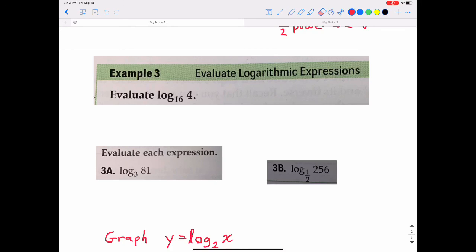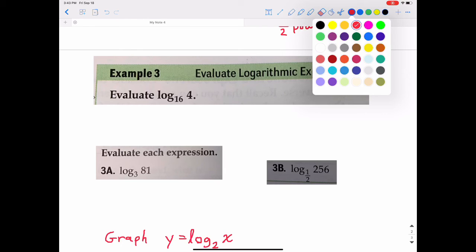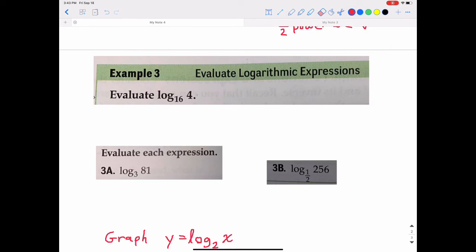So now we're going to evaluate logarithmic expressions. It says to evaluate log base 16 of 4. So the question you're going to be asking yourself is: 16 to what power equals 4? 16 to what power equals 4? Think about that for a second. How can you get from a base 16 to equal 4? What would you have to do?